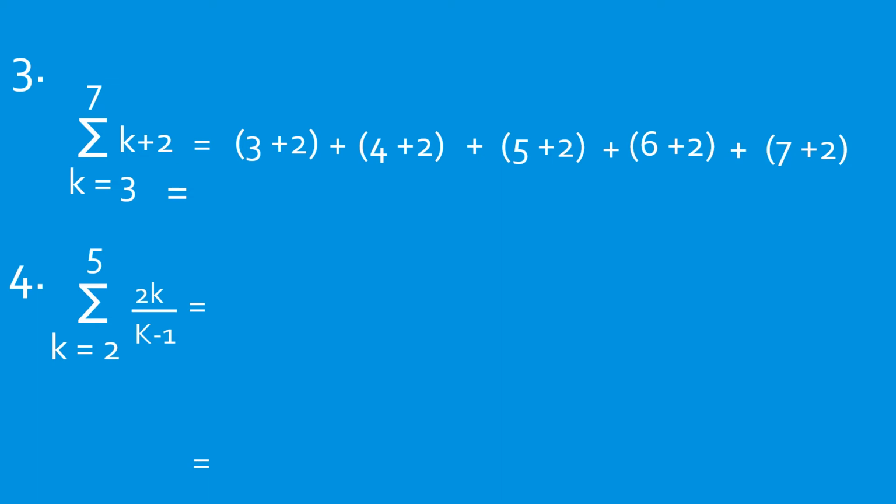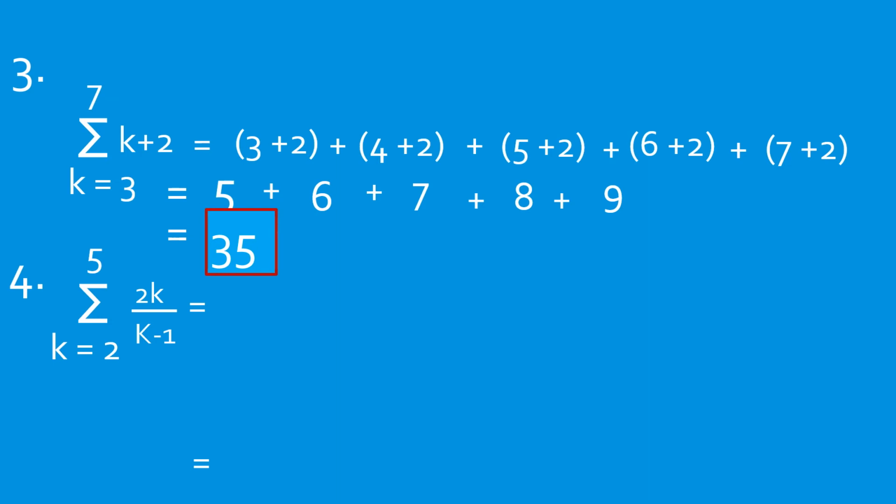Okay, then you just perform this one first. That is 3 plus 2, that is 5. And then 4 plus 2, that is 6, so plus 6. 5 plus 2, that is 7. 6 plus 2, that is 8. And then 7 plus 2, that is 9. And add all of this, and that is equal to 35.